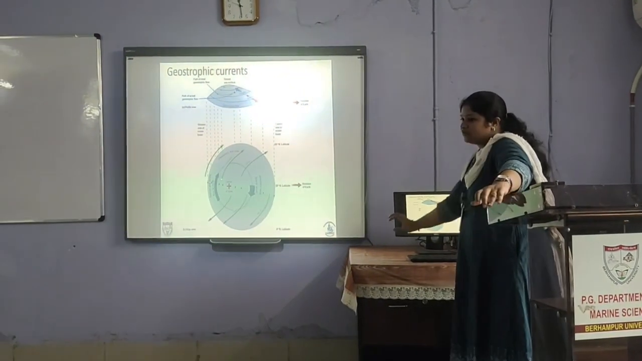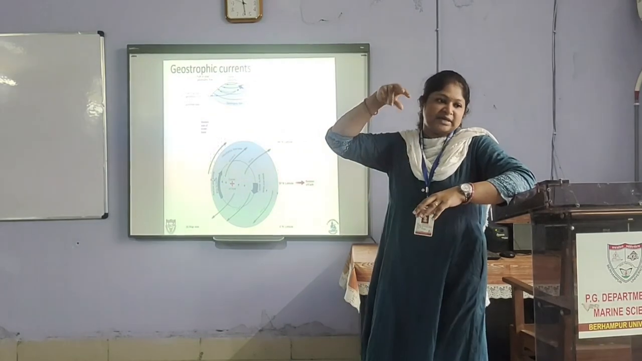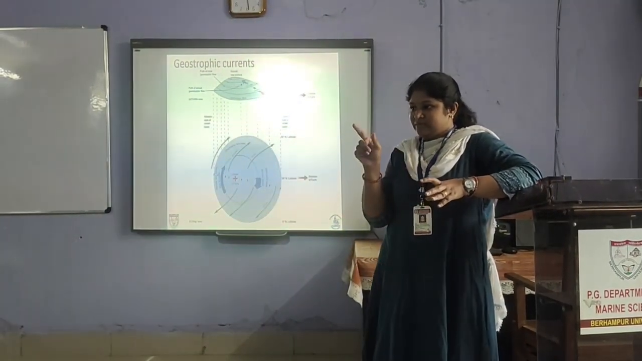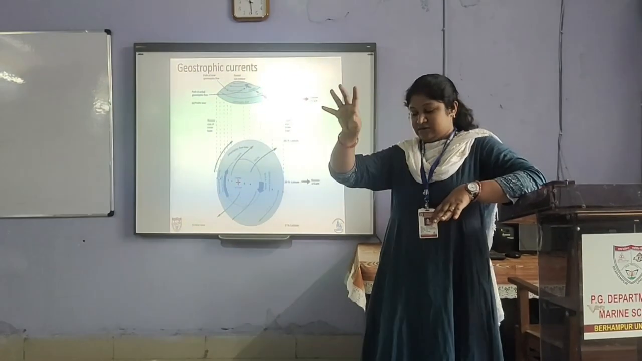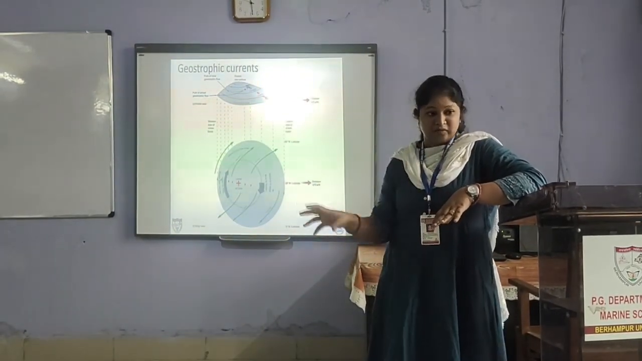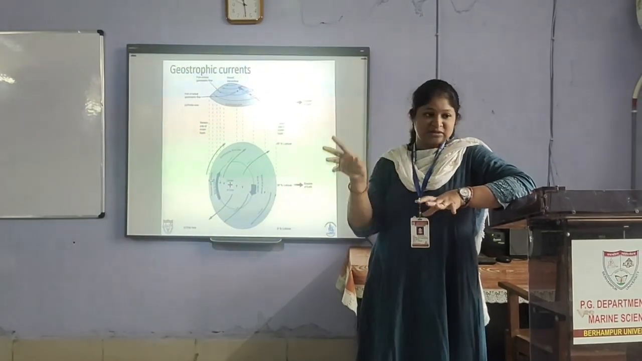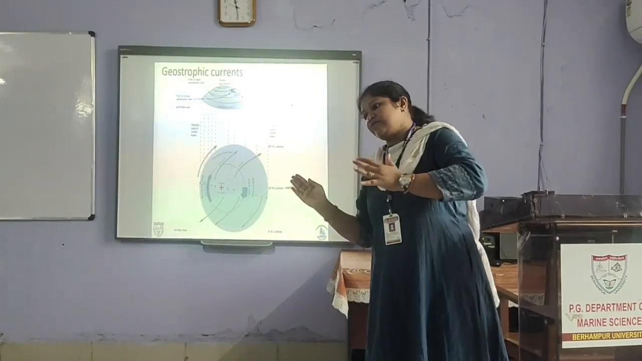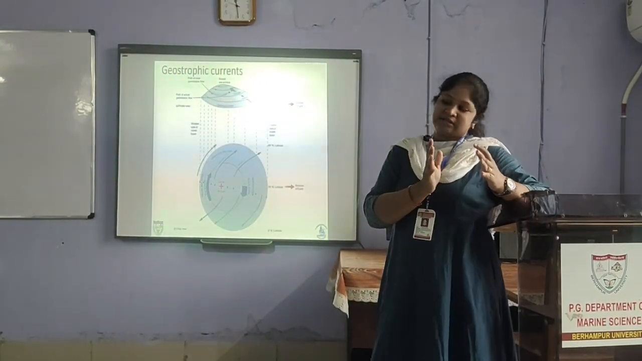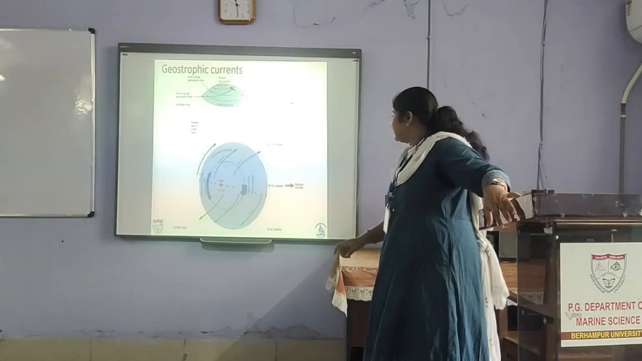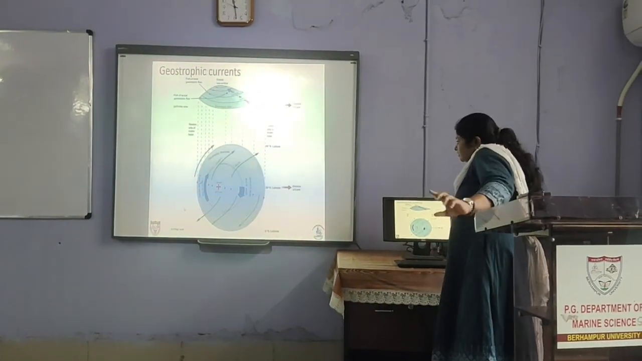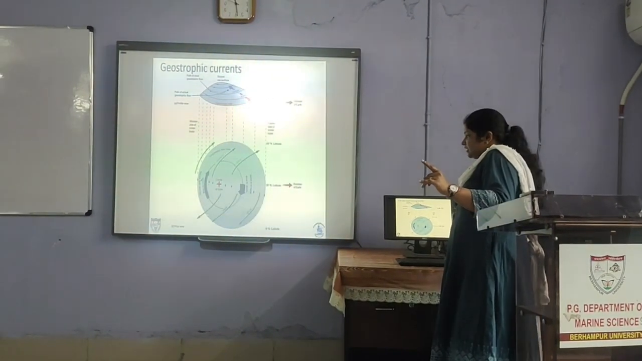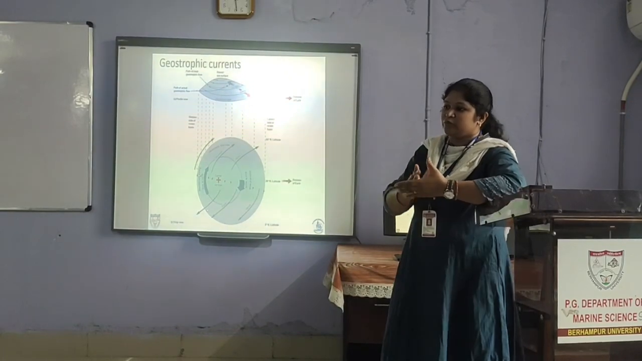If the water piled up exactly at the center, the circle would be complete. The velocity of the water mass would be the same throughout the circulation, but because of the geostrophic current, the water mass piles up towards the west side. So the center is shifted towards the western side.